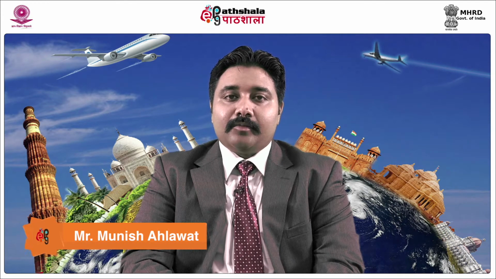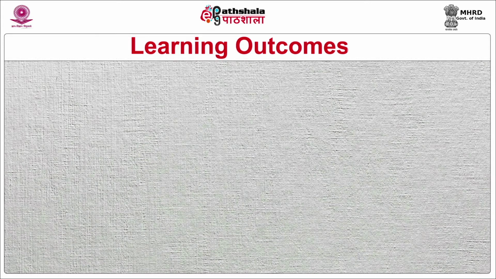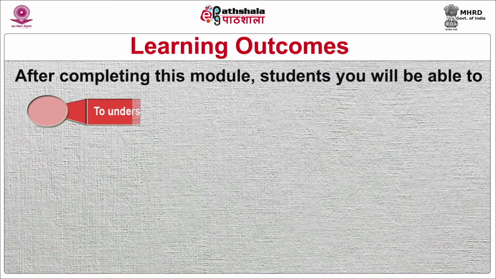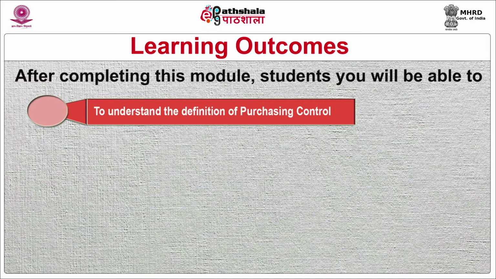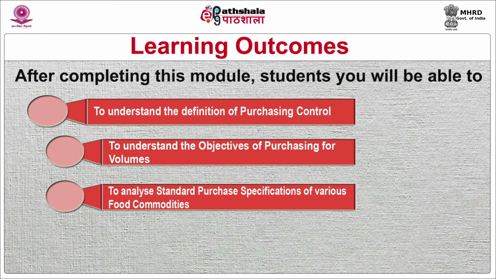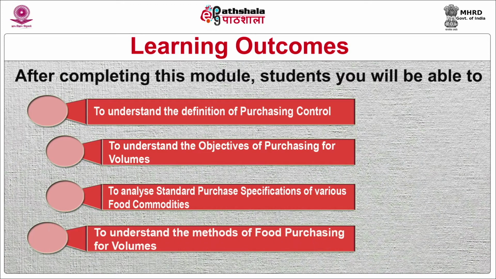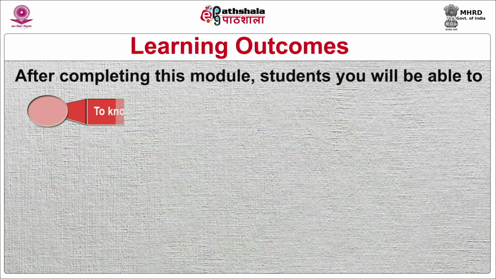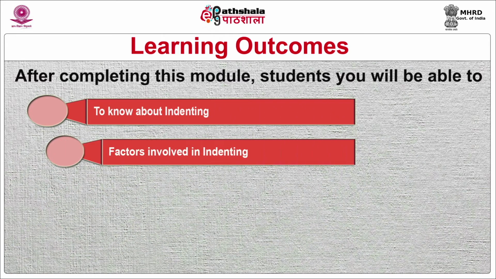Today, we shall be taking module number 29, titled Purchasing and Indent for Volumes, under paper Food Production Operation and Management. The learning objectives of this module are to understand the definition of purchasing control, to understand the objectives of purchasing for volume, to analyze standard purchase specifications of various food commodities, to understand the methods of food purchasing for volumes, to know about indenting, factors involved in indenting.